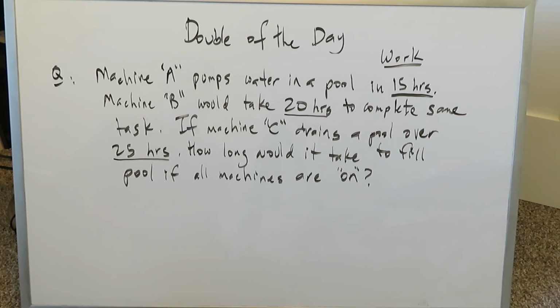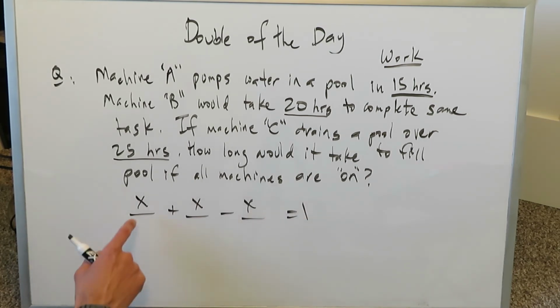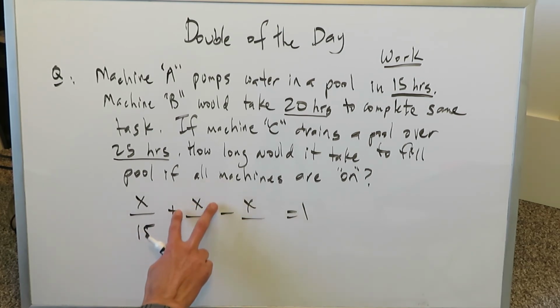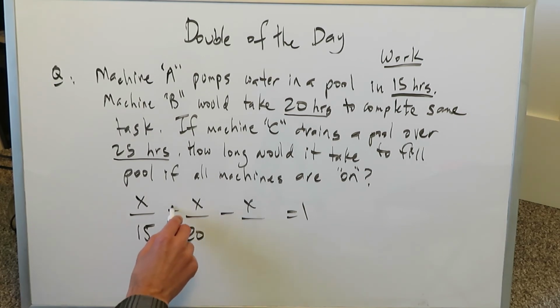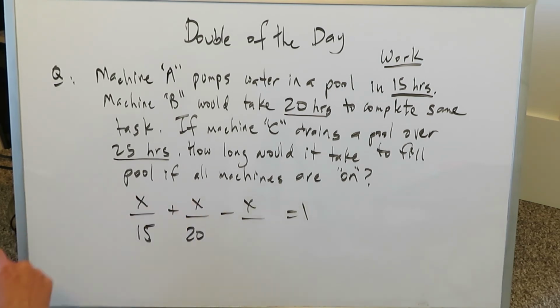In this instance, you have two machines which are operating and filling in the swimming pool, and then there's one machine which is counteracting that and draining it out. So therefore, you would have an expression which would look something like this, all of it equal to 1. This right here is machine A, it can do the task in 15 hours. This here is machine B, it can do the same task in 20 hours. Since they're filling the water, you put a plus over here. Then you have machine C, which is emptying out the swimming pool. Since it's counteracting, you have to put a minus, and it can do that in 25 hours.